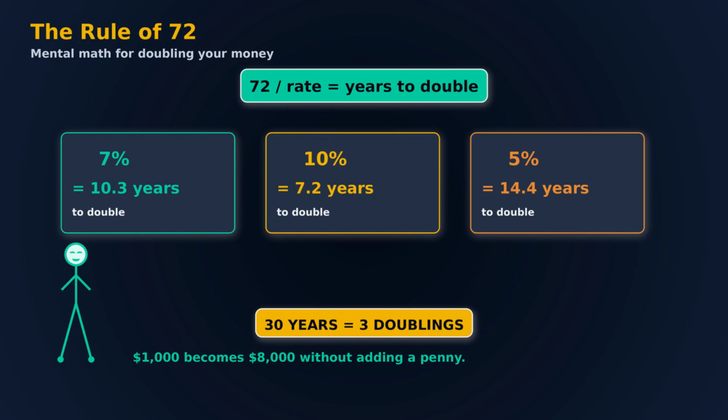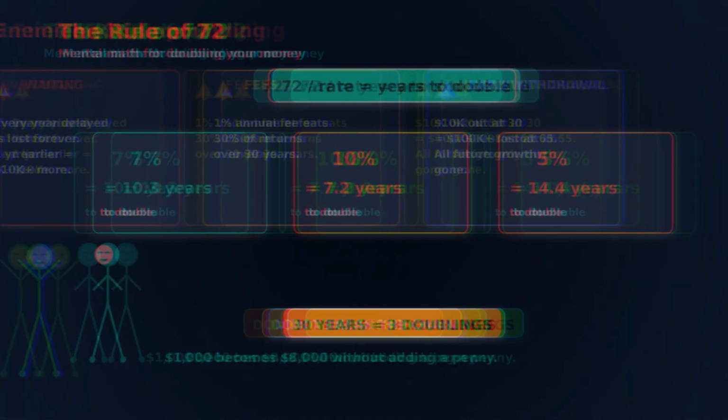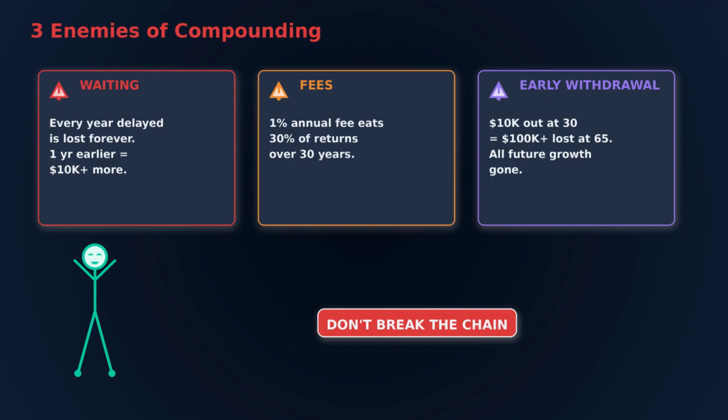This means if you're earning 7% and you have 30 years until retirement, your money will double approximately 3 times. $1,000 becomes $2,000, then $4,000, then $8,000 without adding another penny. Compound interest is powerful, but 3 things can kill it. First, waiting. Every year you delay is a year of compounding you lose forever. The cost of waiting isn't just 1 year of returns. It's 1 year of returns on all the growth that would have followed. Starting 1 year earlier could mean tens of thousands of dollars more at retirement.